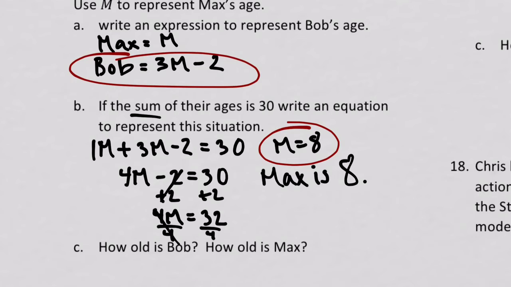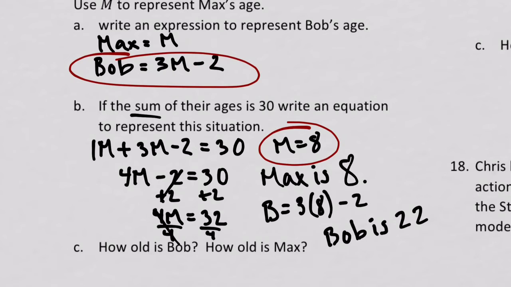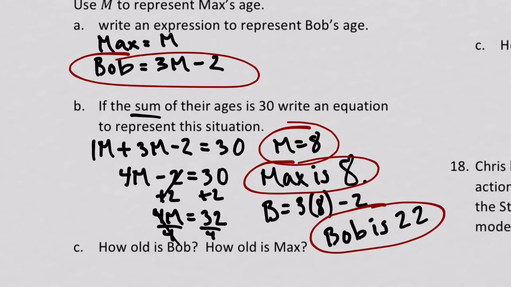Now Bob is 3M minus 2. Remember, Bob is 3 times Max's age minus 2. So what you need to do is plug in 8 right here to see what you get for Bob. So it's going to be Bob is 3 times 8 minus 2. 3 times 8 is 24. 24 minus 2 is 22. So Bob is 22. Now, does that make sense? The sum of their ages is supposed to be 30. Does that add up to 30? Yes, it does. So this is correct.